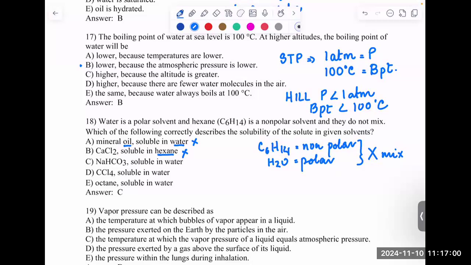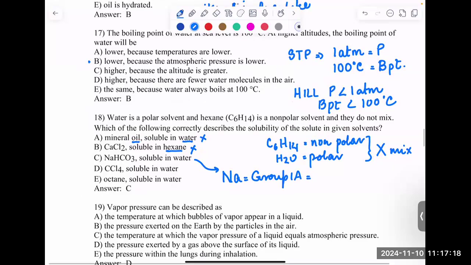So next is sodium bicarbonate, soluble in water. Sodium bicarbonate is sodium, group 1A, always soluble in water. Anything it attaches to, always soluble in water. So soluble in water due to the solvation of ions. Okay, so in this case, this is the right answer, because water is polar and this is always soluble in water, so polar mixes. Carbon tetrachloride soluble in water.